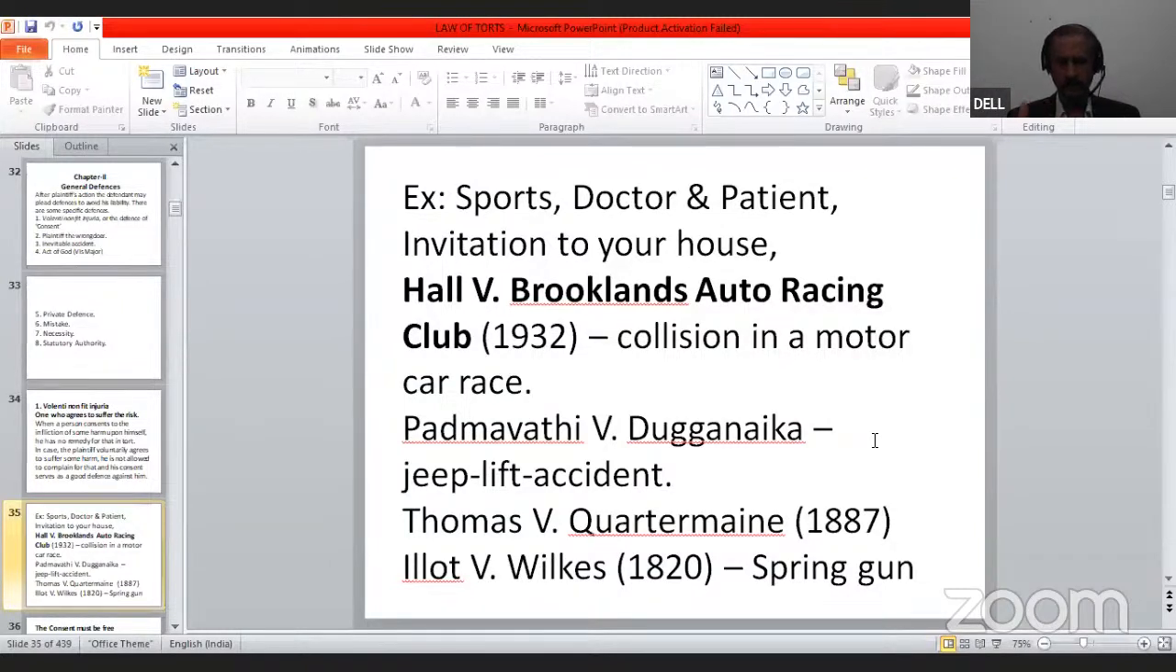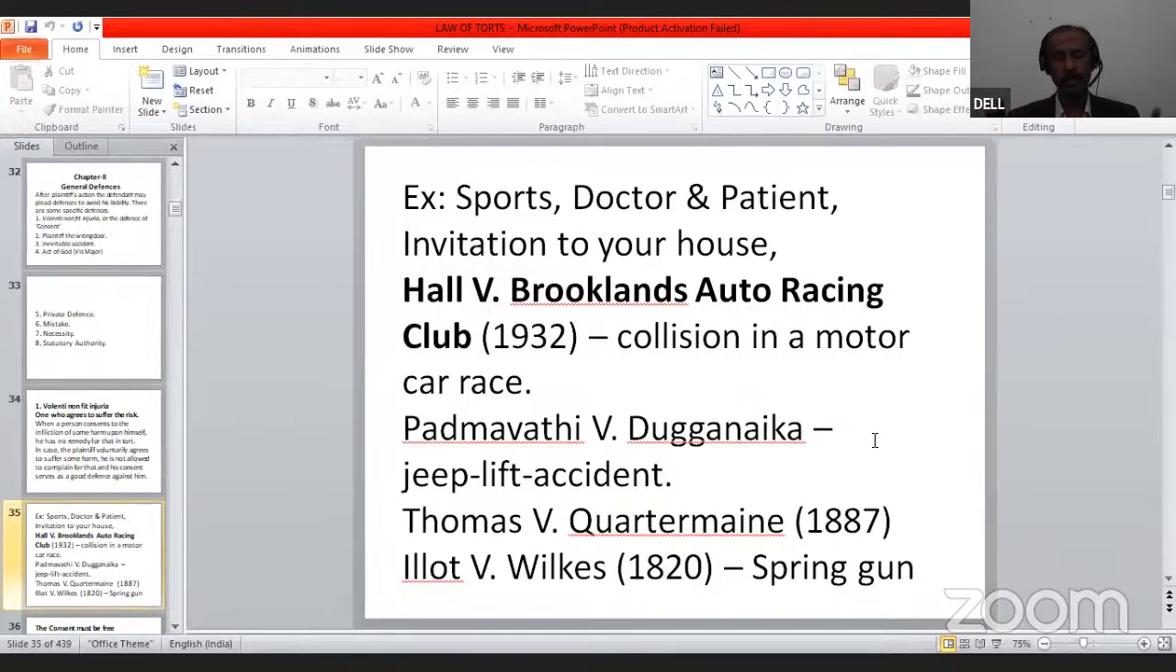In the slide you are seeing Padmavati vs. Dugganayaka, Thomas vs. Quartermaine, and Illiter vs. Wilkes. In all three cases, a similar decision was held, and they applied volenti non fit injuria. They said the defendants were not responsible.